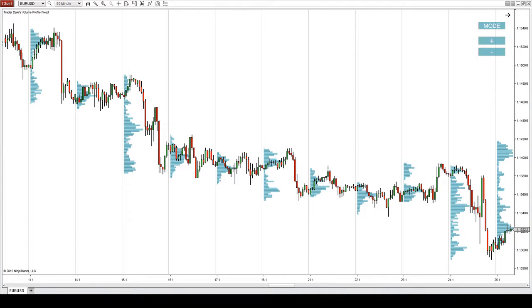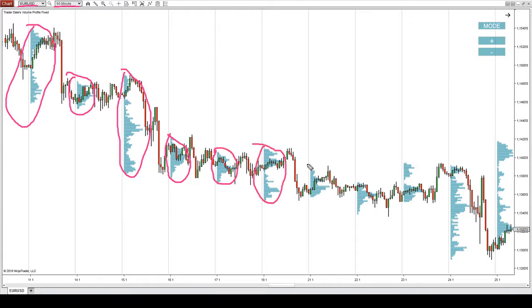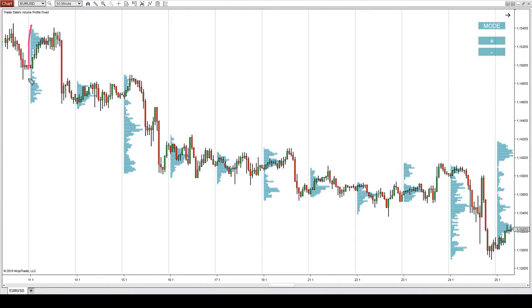So before you, this is the Euro-Dollar chart. It is a 60-minute chart. And those profiles you see there, those are daily profiles, which means that every day a profile gets printed. So if you look at the first one, then this is a thin profile. And as I said in the previous video, thin profiles happen in a trend.